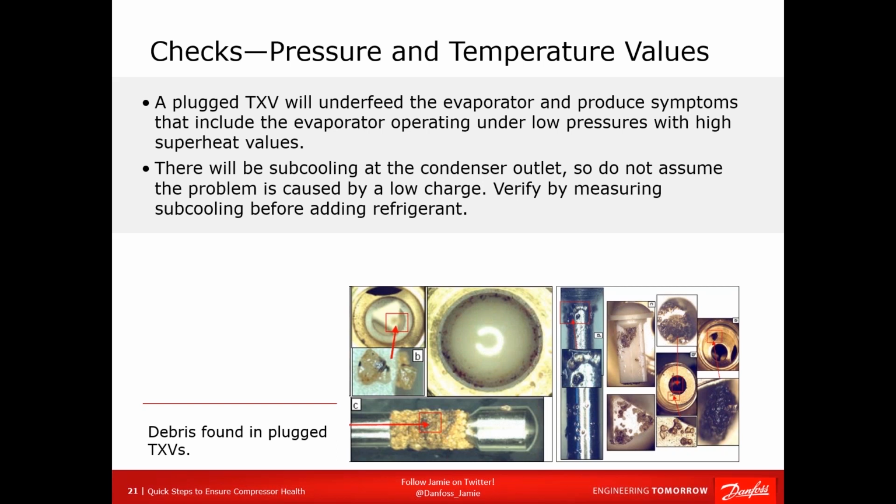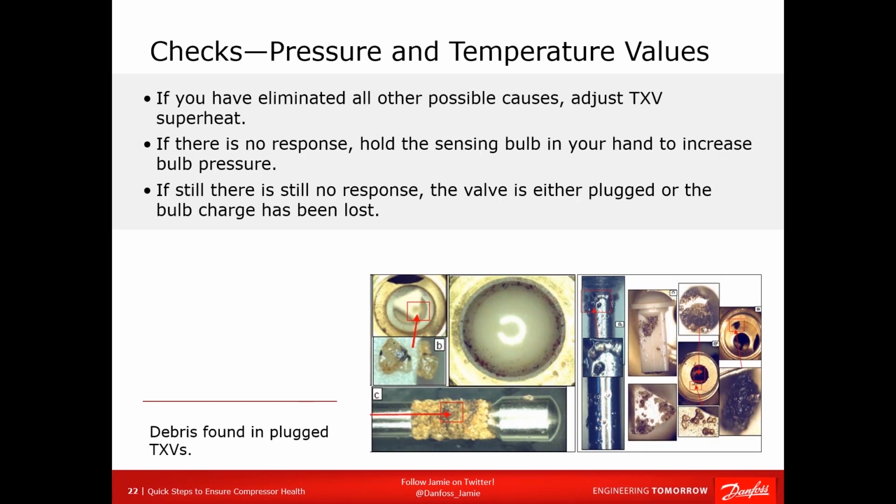Now remember, if the TXV itself is plugged, you will have subcooled liquid at the TXV, but you will have very low pressure in the evaporator. So don't assume that you have to add refrigerant charge. Check for that subcooling first. All right. Another thing is superheat adjustment. Do not adjust superheat until you have, well, we're going to talk about it next, look upstream. What else could be causing problems?